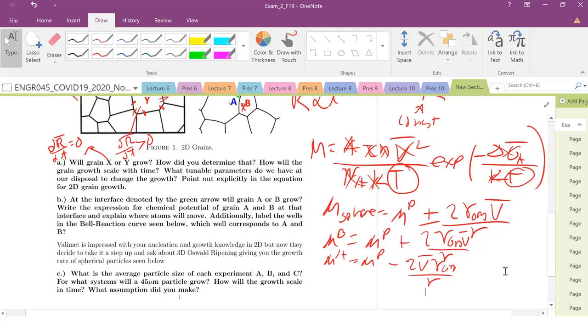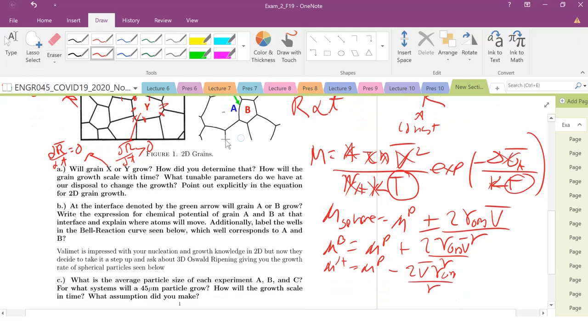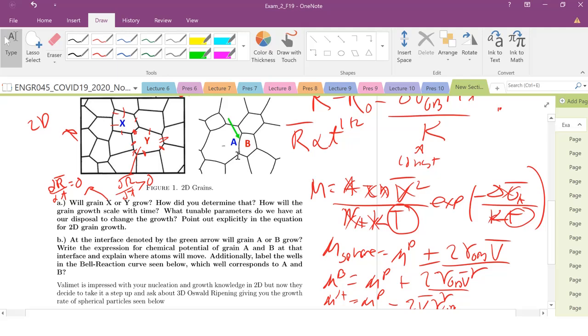We move from areas of high chemical potential to areas of low chemical potential. So the atoms are going to flow from high chemical potential here to low chemical potential. They're going to flow out over here, and this grain is going to grow this way. So that grain boundary is going to move in. Part A is going to grow, B is going to shrink.